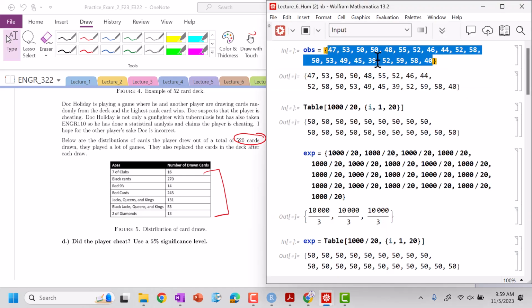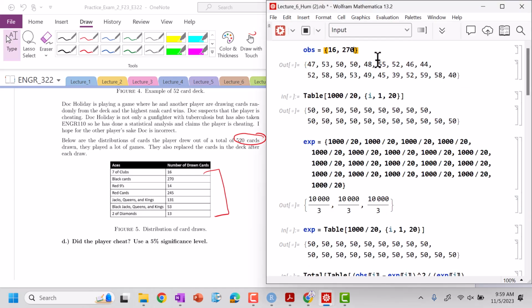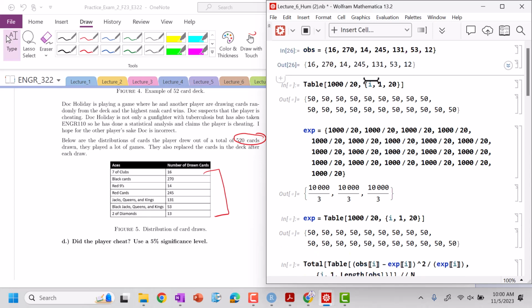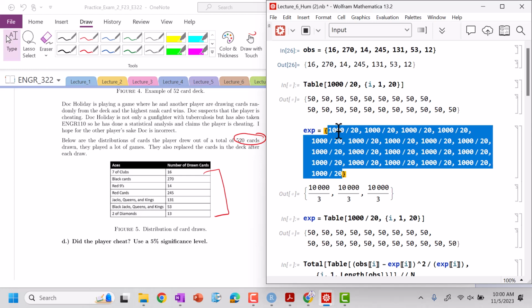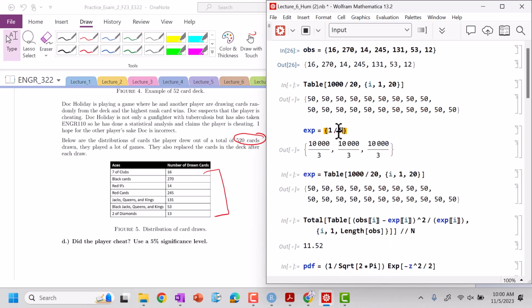So my observed are 16, 270, 14, 245, 131, 53, 13. My expected are going to be, so a 7 of clubs will be 1 out of 52, the probability. So I need to multiply times the total number of cards pulled. So that's the probability for this. Black cards will be 1/2. Red 9s will be what? So there's 2 red 9s, so 2 out of 52. Red cards is another half.